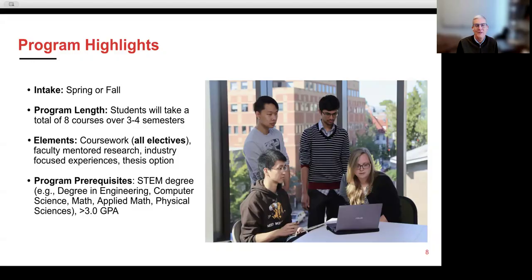Obviously, we've got the coursework, any of the industry or research focus experiences, and the thesis option. And for the people who apply to this program, it's really any STEM degree. We're not looking for engineering specifically, or math or applied math. Even yesterday, I had a conversation with somebody who's coming from an organic chemistry background. That's obviously in the STEM and sciences field, so that's totally fine. We're not looking for any specific type of concentration.